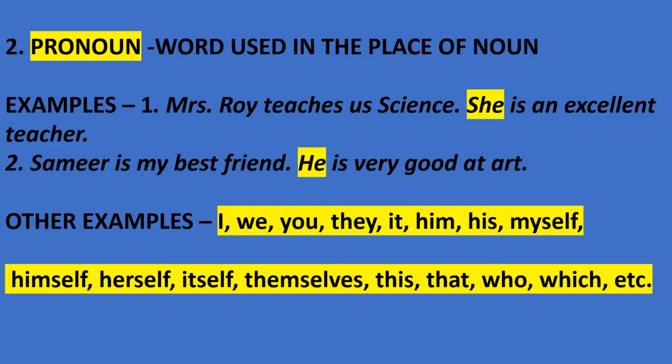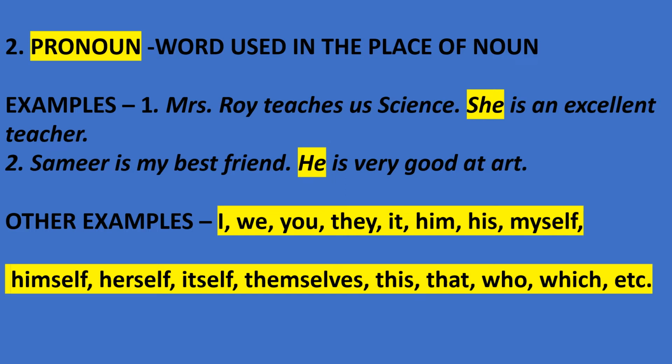So instead of saying Mrs. Roy teaches us science, Mrs. Roy is an excellent teacher, we are saying Mrs. Roy teaches us science, she is an excellent teacher. For Mrs. Roy, for the second time, we are using she. Because if we keep on saying Mrs. Roy again and again, it will become quite boring, isn't it? So a pronoun is a word which is used in the place of noun to avoid that repetition or monotony or boredom.